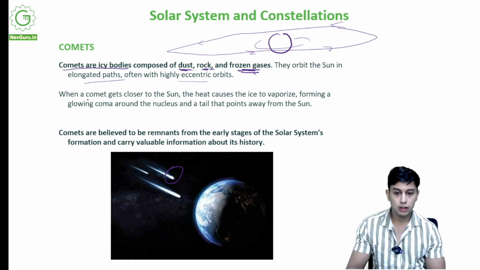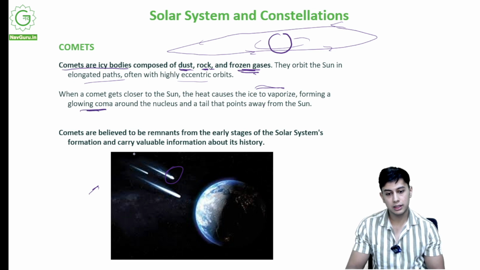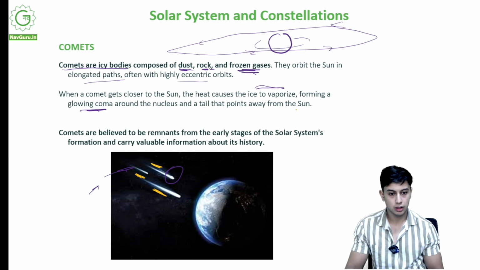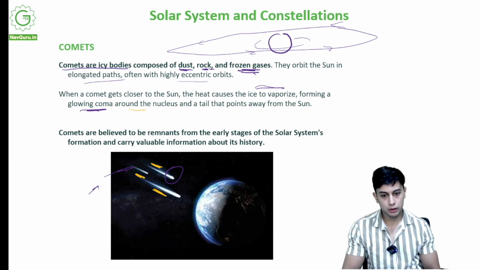When a comet comes closer to the sun, the heat causes the ice to vaporize. When it's coming near the sun, that heat will make the icy part vaporize, forming a glowing coma. This is the coma, this part is a glowing coma, formed around the nucleus, and a tail that points away from the sun.